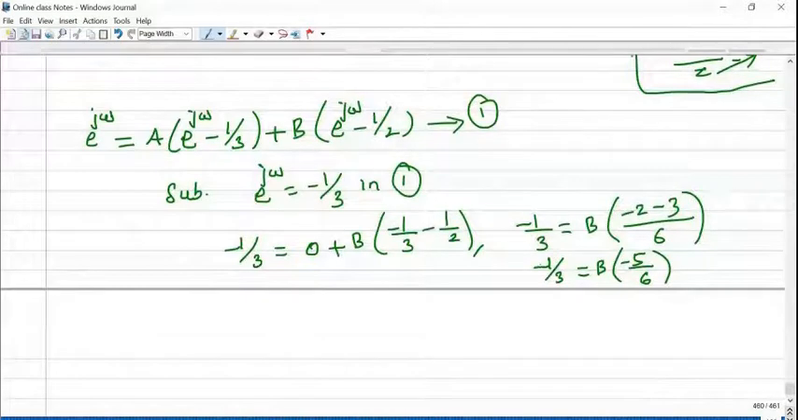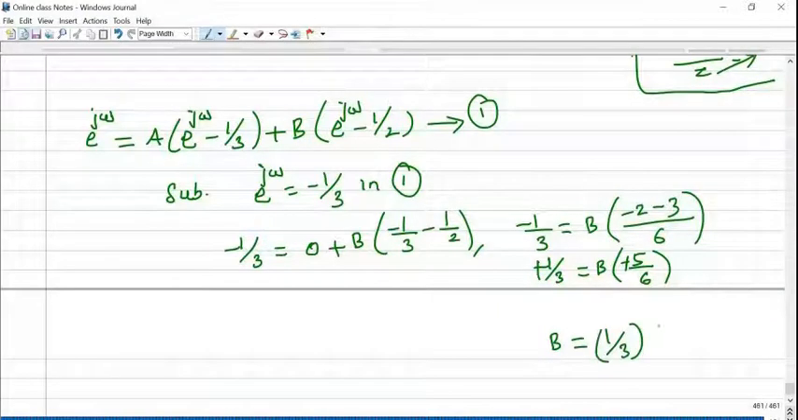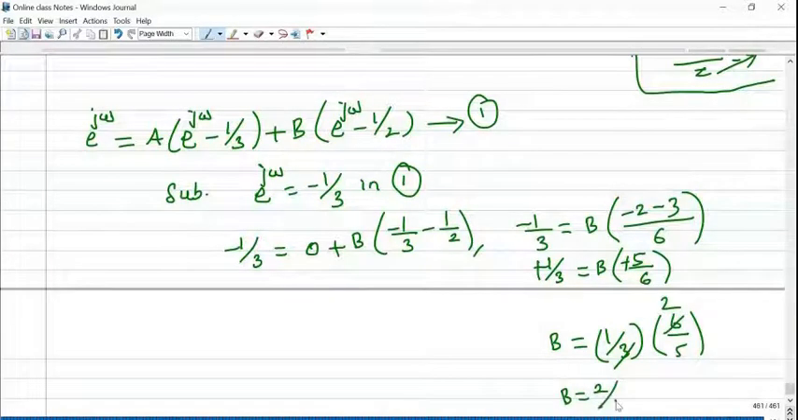So minus minus will be cancelled. Find the value for b. 1 by 3 is already available. Now 6 by 5. 3, 2 times of 3. B equal to 2 by 5.